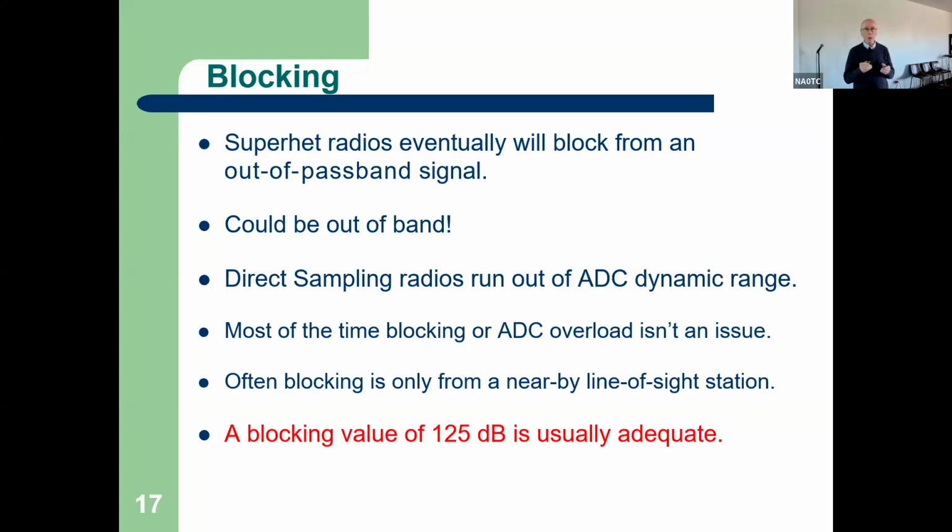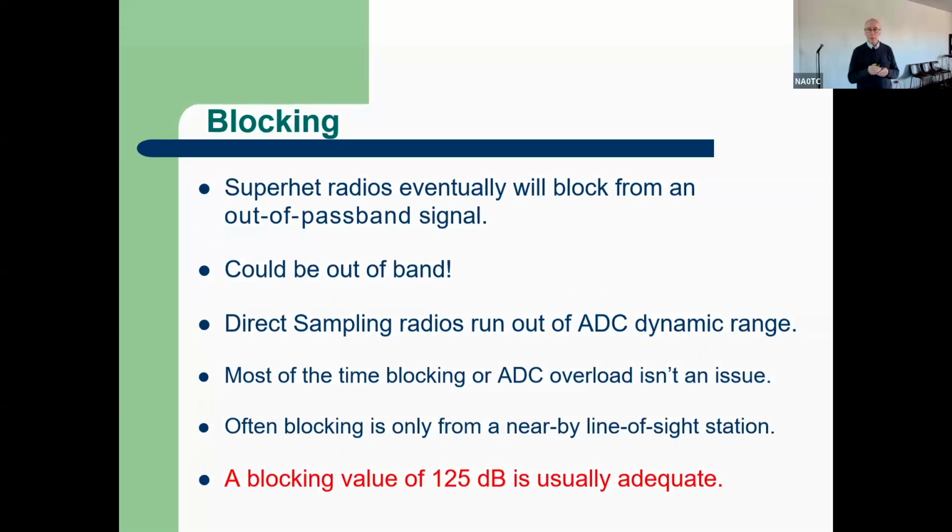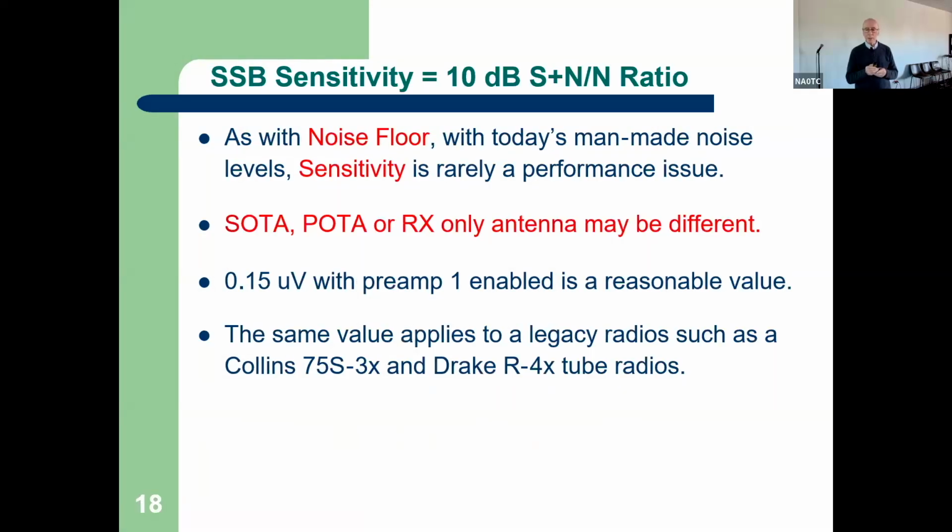But if you want a number, 125 dB is a good number, and that's about the limit on most of the direct sampling radios. But like a K3S, it's 150, but you probably don't need that. So sensitivity is a 10 dB signal plus noise to noise ratio. That's different from the noise floor, which I didn't mention. That's a 3 dB signal plus noise to noise ratio.